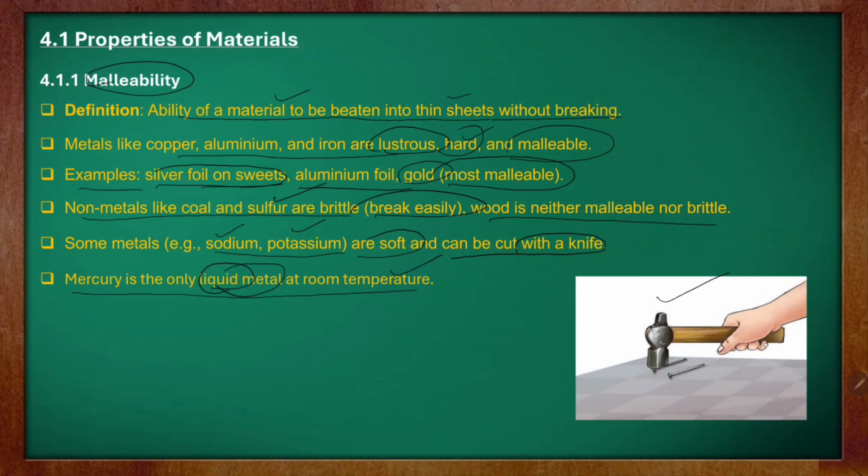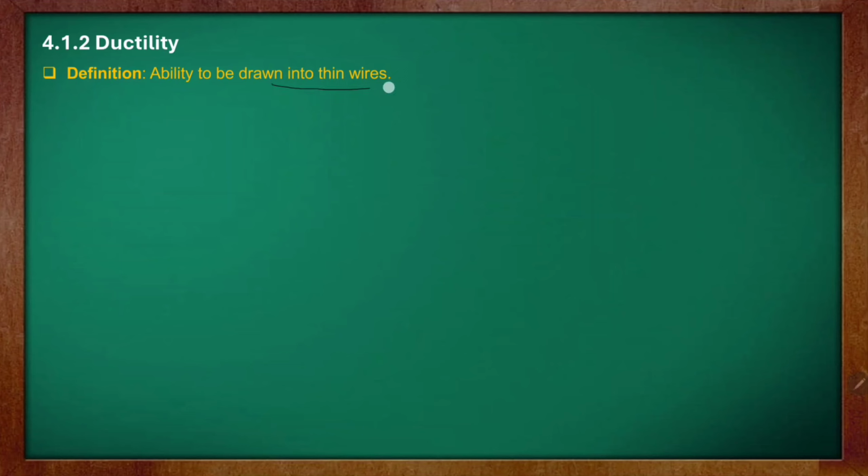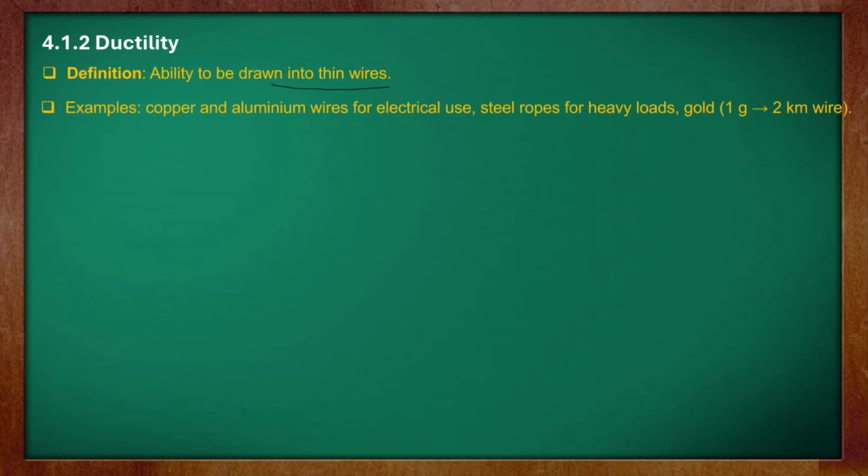So in this way we have hammered the nails and we came to know that these are malleable. So what was our conclusion? Metals are malleable and non-metals are not malleable. Next property is ductility. Ductility means the ability to be drawn into thin wires. That means when you are able to change the metal into a thin wire, specially used for electrical fittings, that metal is ductile. Metals are ductile and non-metals are not ductile.